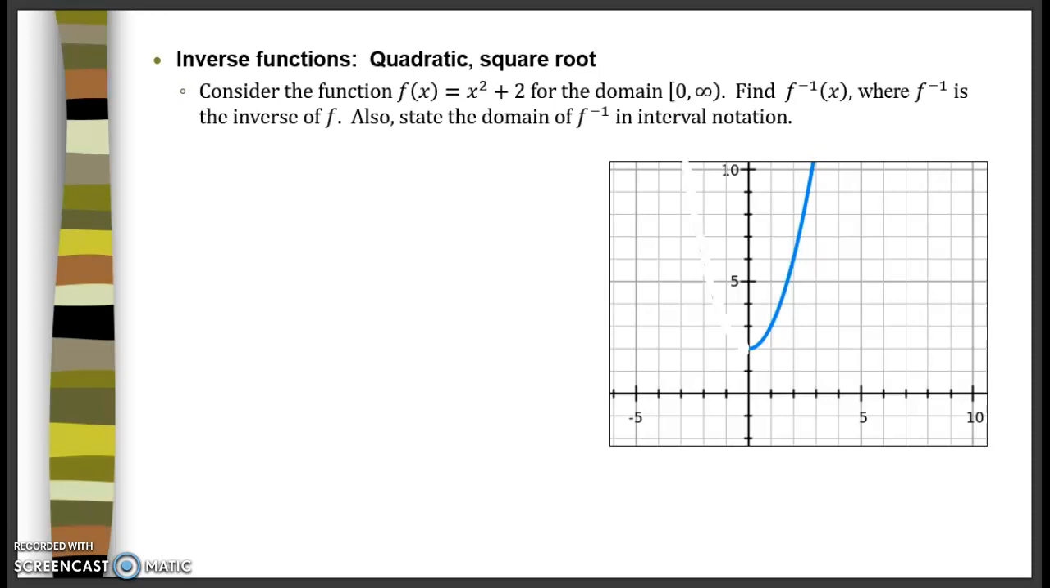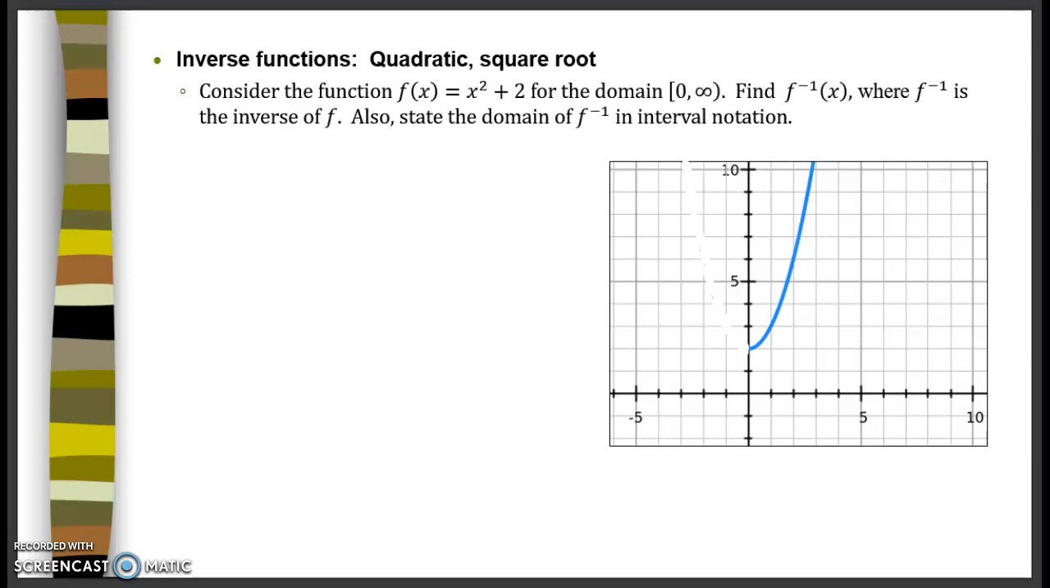Hey everybody, this video is going to talk about quadratic and square root inverse functions. So let's consider the function f of x equals x squared plus 2 for the domain 0 to infinity. Why do we only say 0 to infinity? Well, because usually x squared goes like this, right? And that's not a one-to-one function. So we have to restrict the domain in order to have a one-to-one function.